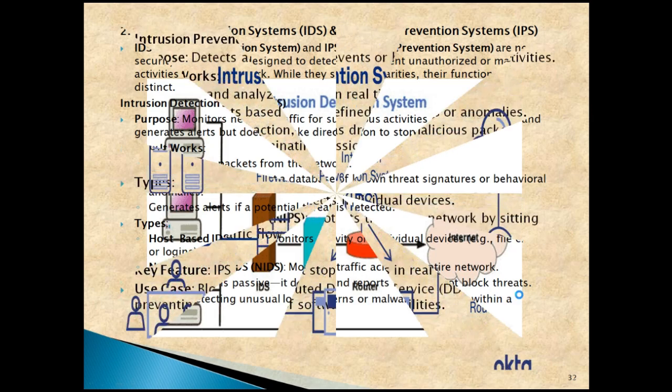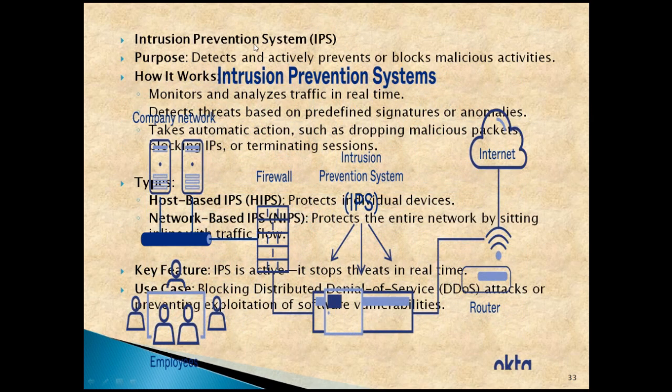Now, the intrusion prevention system. The purpose is that it detects and actively prevents or blocks, very important, malicious activities. Unlike the intrusion detection system, which just identifies and alerts, this one identifies and also blocks. So the intrusion prevention system monitors and analyzes traffic in real time.